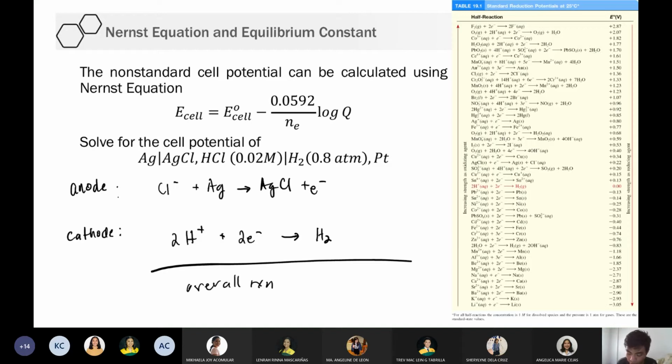Okay, so alamin mo yung overall reaction and yun yung gagamitin mo sa Q, sa reaction quotient. Plug in mo na lang yung mga pwede ilagay doon. And what else? Look for the E0 cell. Okay, so again, E0 cell is the E0 cathode minus E0 anode. So ayan, nasa table yan. Dito yan. Just look up na lang sa table.